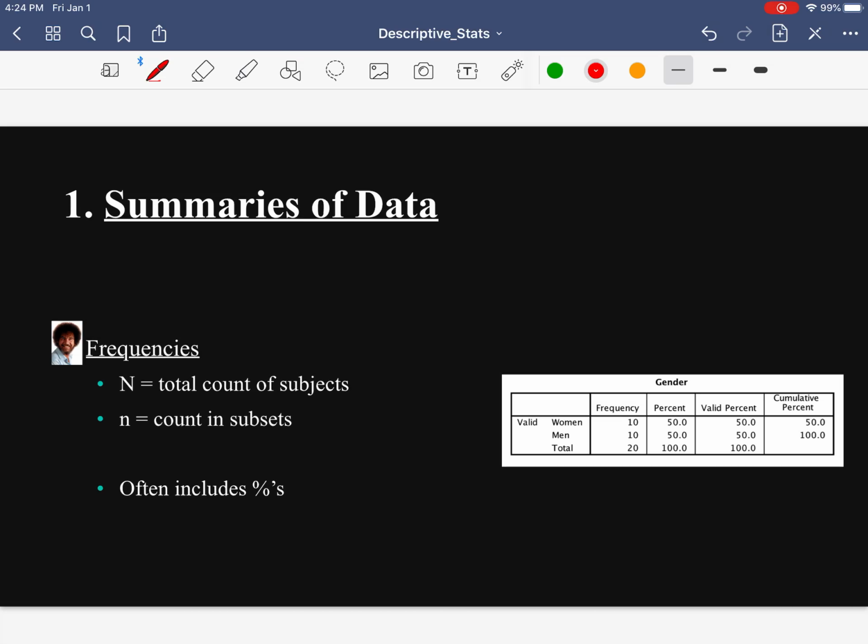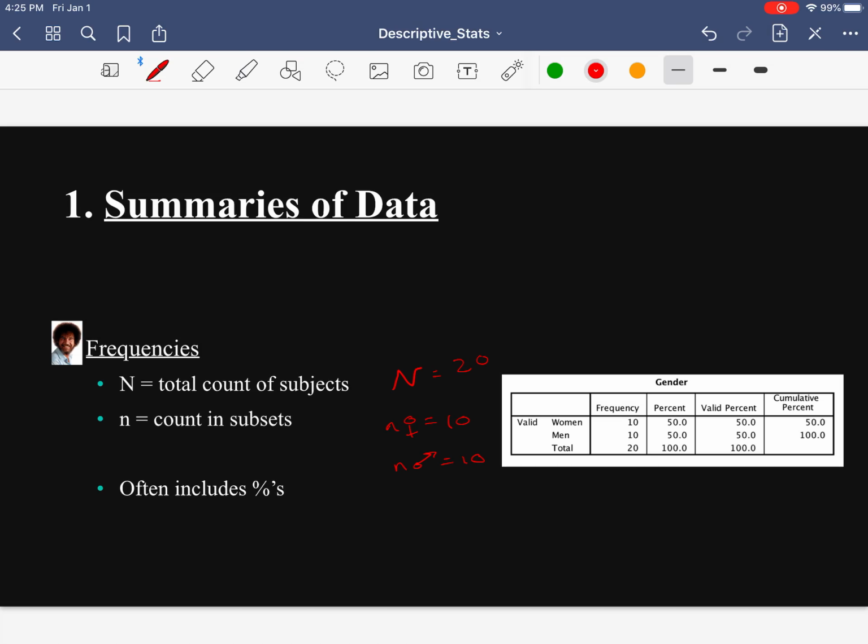Frequencies. This is a simple summary of data that we need to have. We need to see what is the total number of subjects in our sample, and that's N. Maybe, like in this table here from SPSS, my total N in my total sample is 20. And then I have smaller groups. I have a smaller group of women of 10, and I have a smaller group of men at 10.